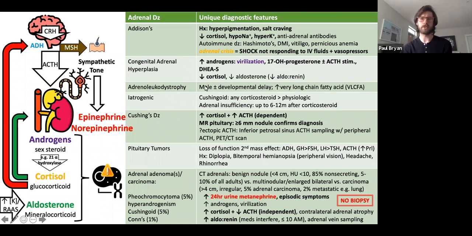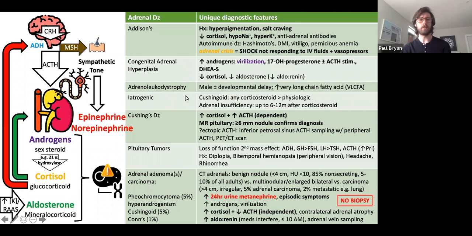Adrenal leukodystrophy, just to touch on it quickly, often if you see a young male with developmental delay or neurological symptoms, then you definitely want to consider this. Of course, this is an adrenally insufficient presentation, so you would see a presentation consistent with that. And really the test to do is very long chain fatty acids, and these would be elevated, okay? And that would be consistent with this disease.